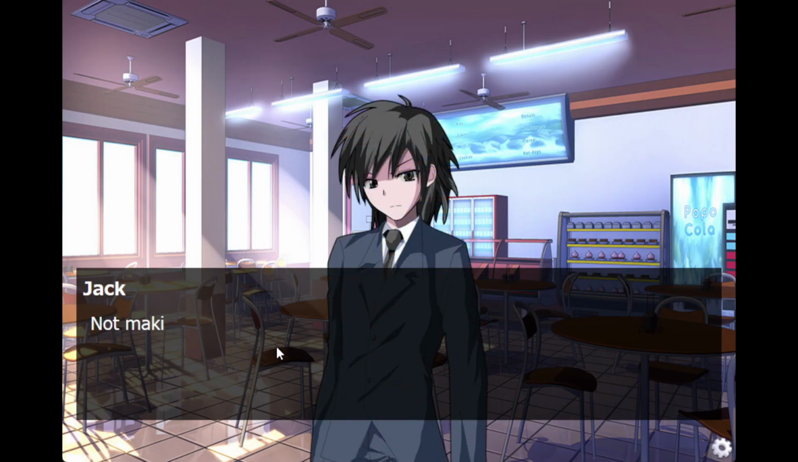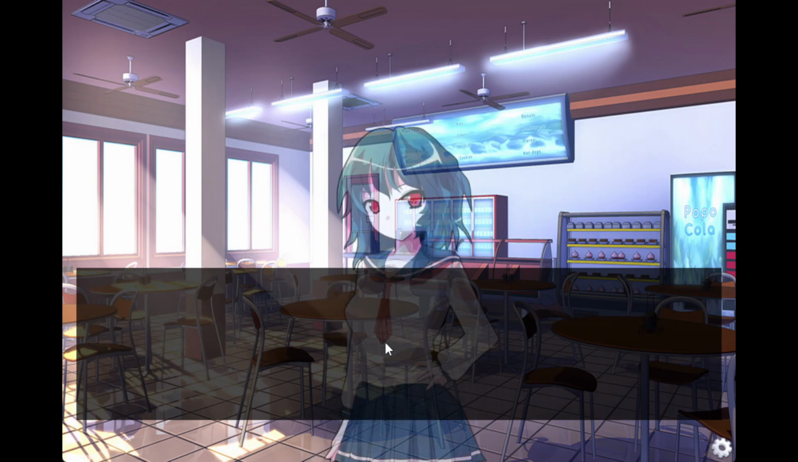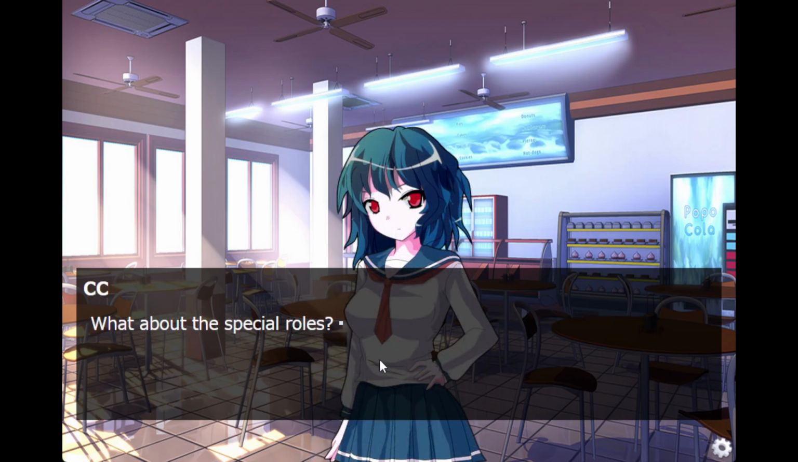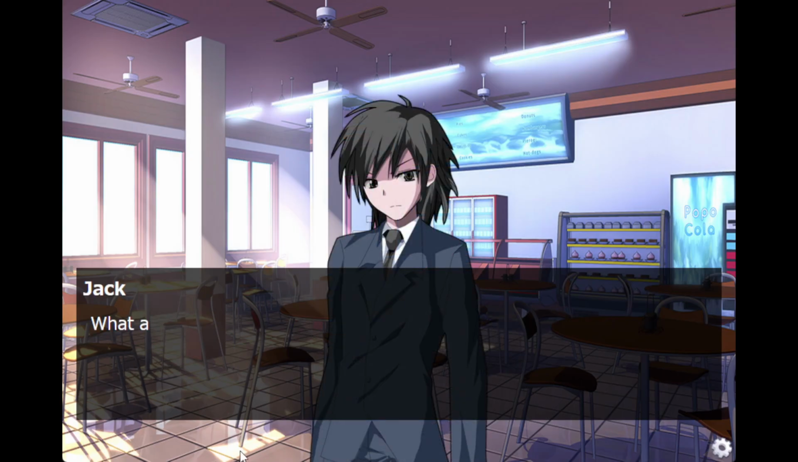I agree with the blonde woman. Not making a choice is a choice in itself. If this killer truly exists, then doing nothing will send one of us to a certain demise. You're going to bank on the 1 in 8 that you get it correct? What about the special rules? Cece, you barely spoke a word until now, suddenly interjected. It seems the rest of your companions are also surprised by this. What about them?